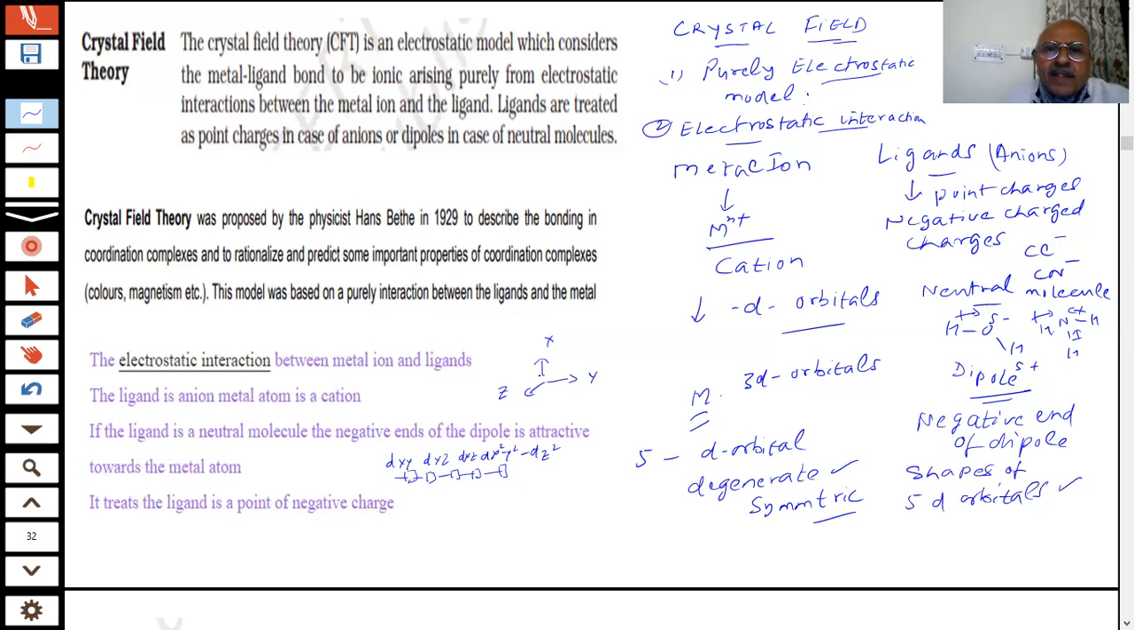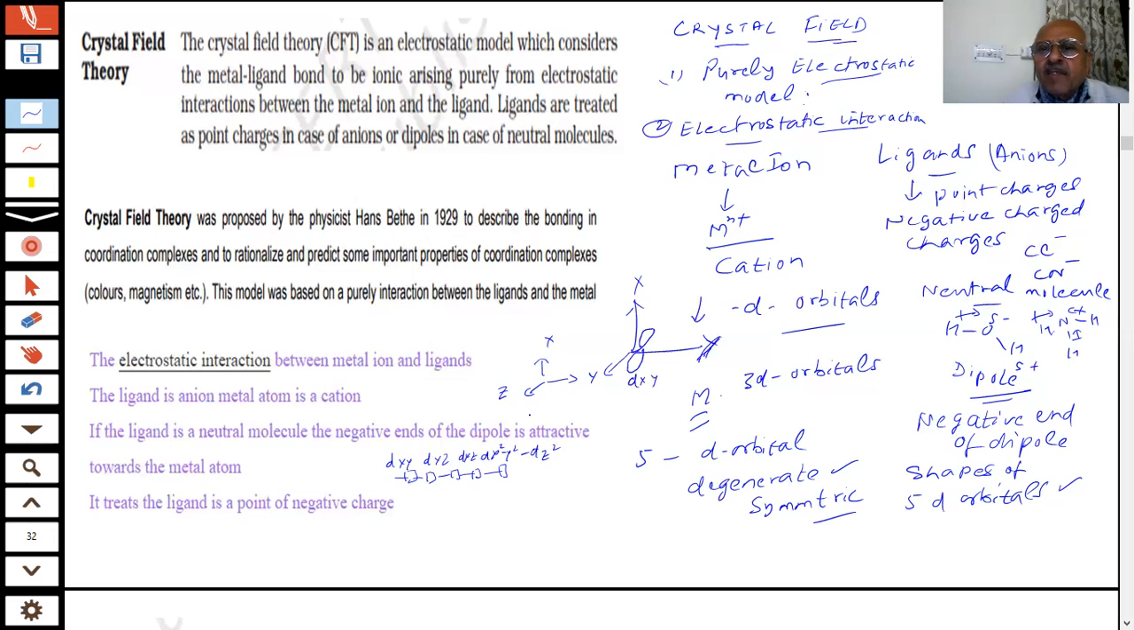When I say dxy, where is the electron density? The lobes which are shown by dxy. If this is my x axis, and this is my y axis, students. If I say dxy, where is it located? The dxy is always between x and y. Tell me, yes or no.